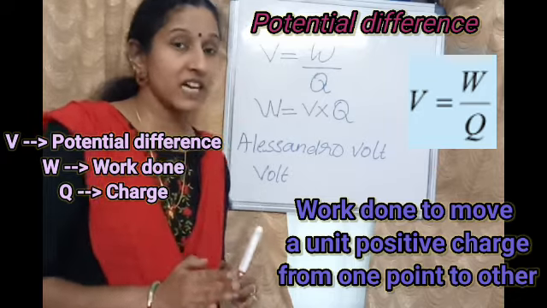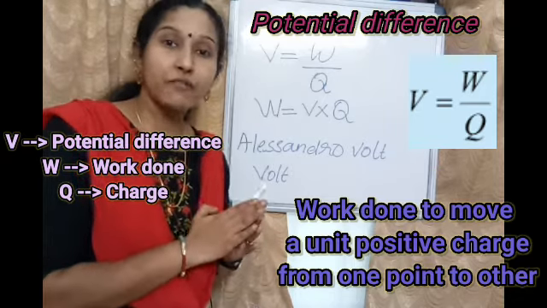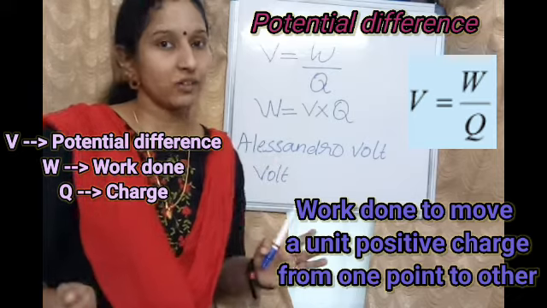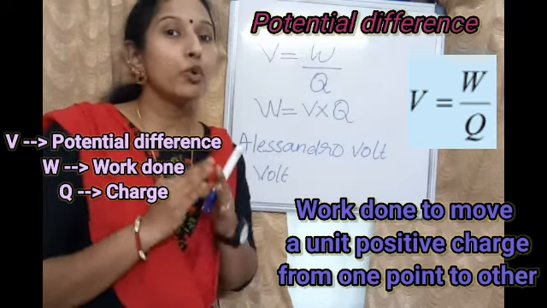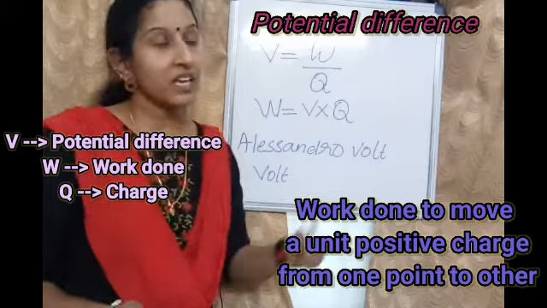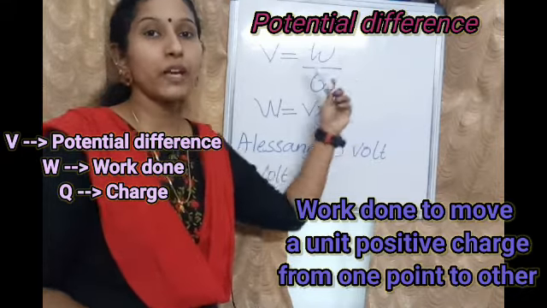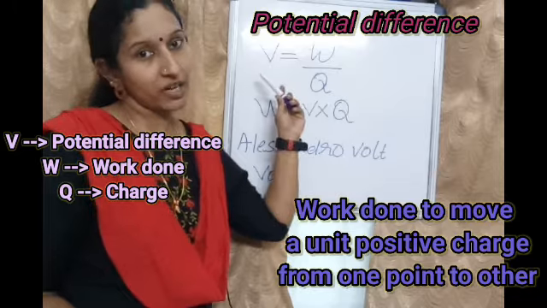Potential difference is the work done to move a unit positive charge from one point to another. Don't forget this. V equals W by Q, where W is the work done, Q is the charge and V is the potential difference.